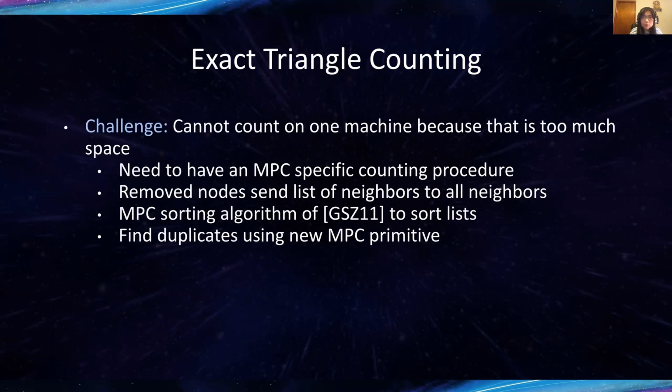So given a small s, smaller than, say, the induced subgraph of the neighborhood of a node that is removed, we cannot count all the triangles incident to that vertex on one machine. Instead, we need to have an MPC-specific counting procedure for this problem.